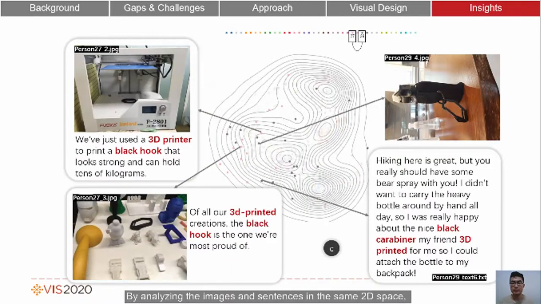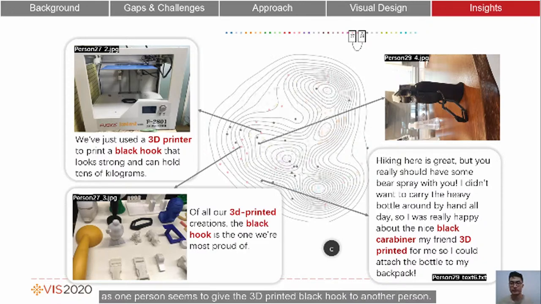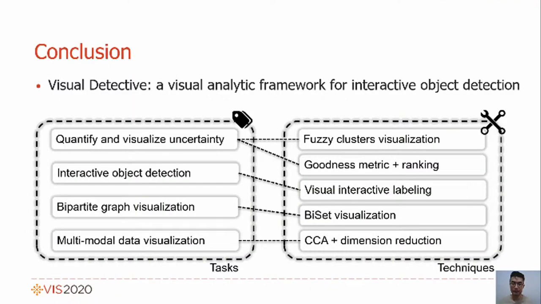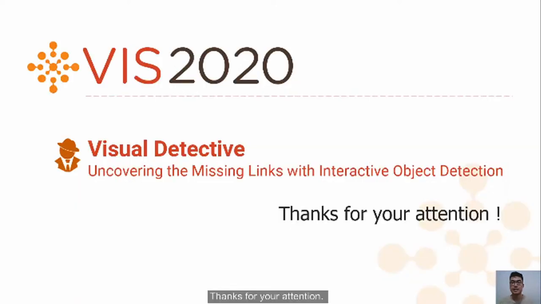By analyzing the images and the sentences in the same 2D space, we can discover an interesting story. For example, these 2 persons may be friends, as one person seemed to give the 3D printed black hook to another person. In conclusion, we present a visual analytic framework leveraging interactive object detection to complete this challenge, combining several techniques for each task. Thanks for your attention.